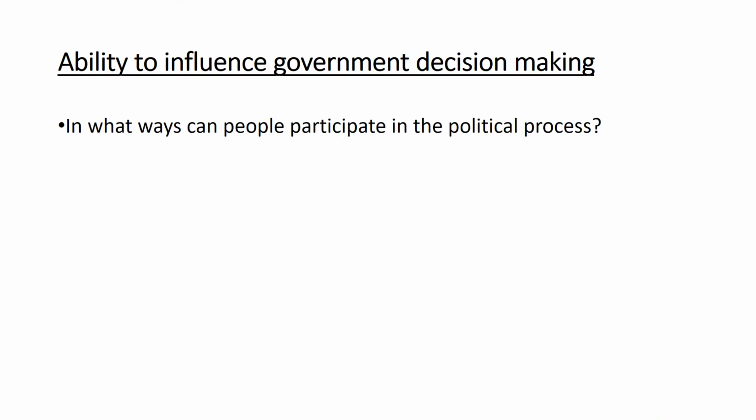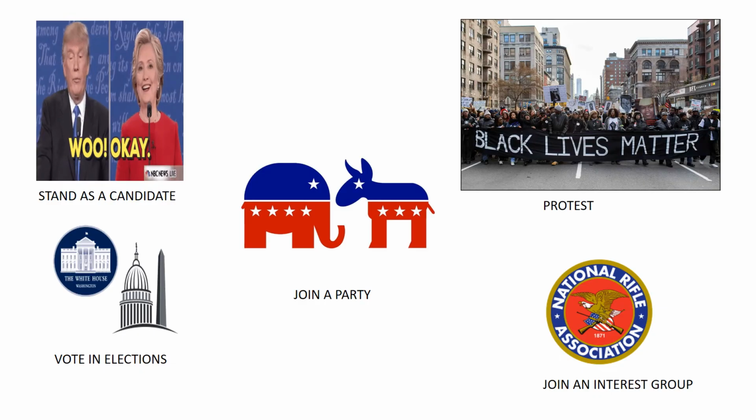Now, what we're focusing on is the ability to influence government decision making, so how people participate in the political process. In the USA, there's different ways that people can do this. They can stand as a candidate in elections, so obviously the image you have there is Donald Trump and Hillary Clinton. You can vote, obviously, in elections, and it's not just the presidential elections, there's state elections that you can vote in as well.